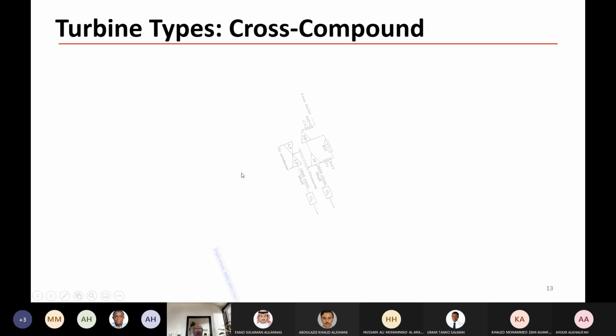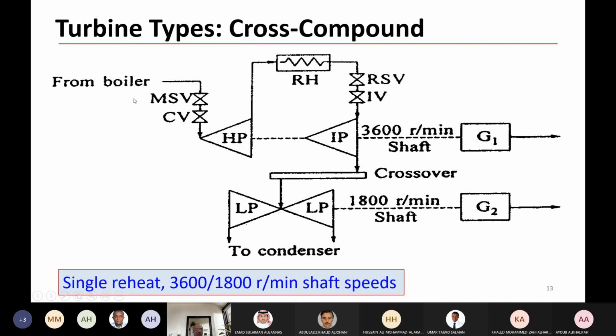For cross compound, you have such a configuration. You have here, from the boiler, the main steam valve, the control valve, the high pressure section, reheat and the reheat steam valve and intercept valve, and the control valve also. And this is the intermediate pressure section. And these are compounded on a single shaft, which runs here at 3600 RPM, and you have a generator here.